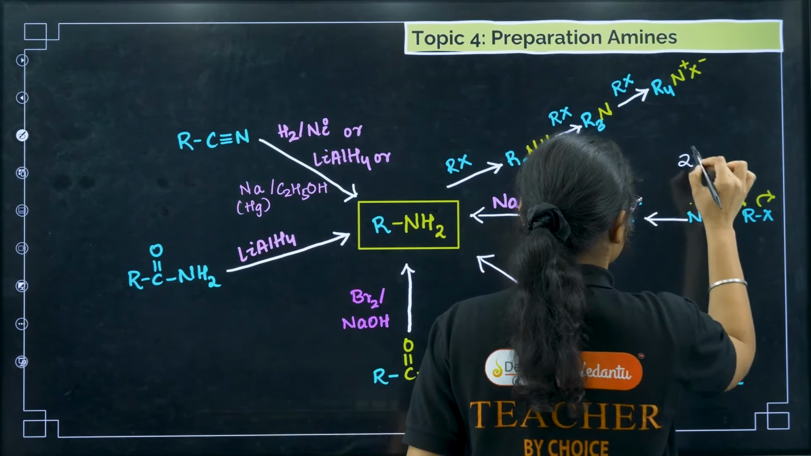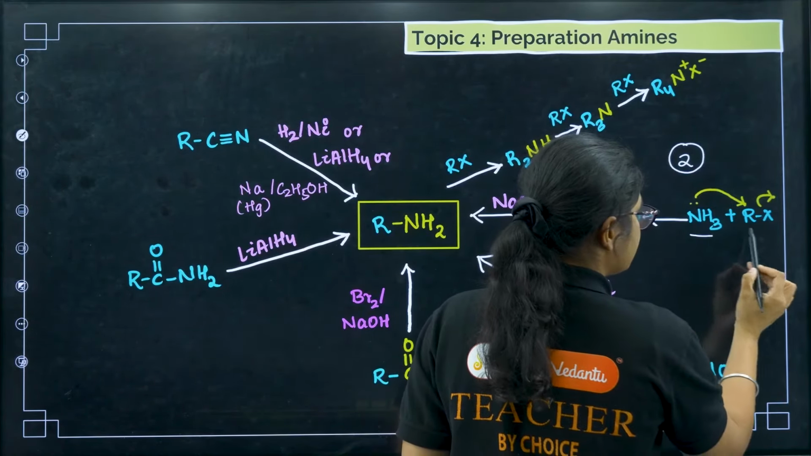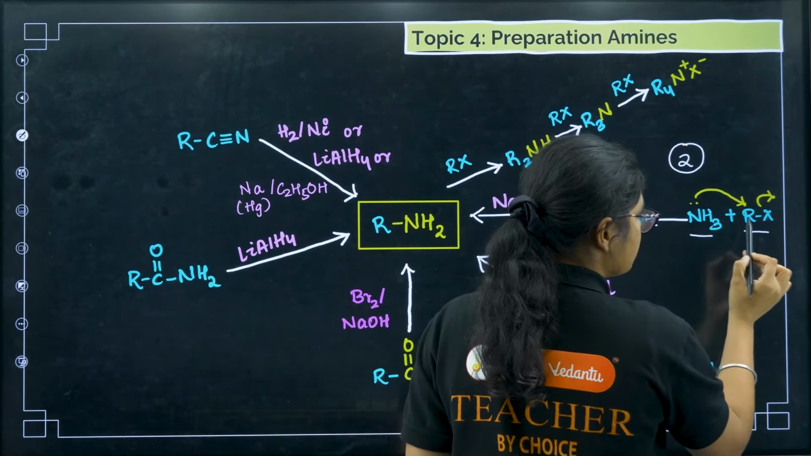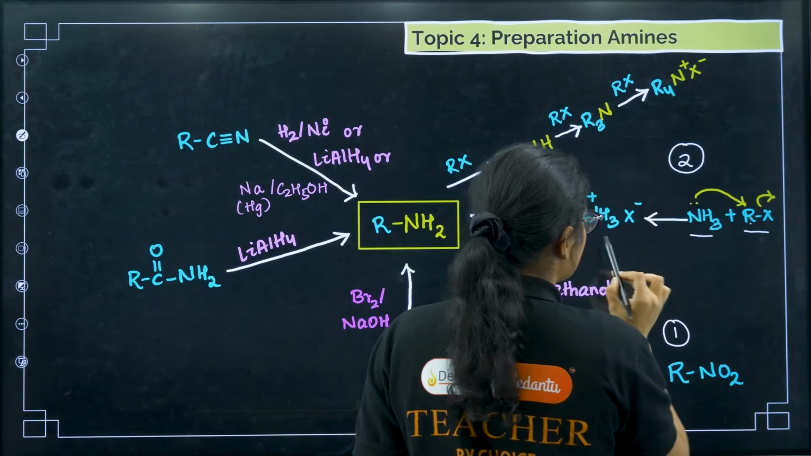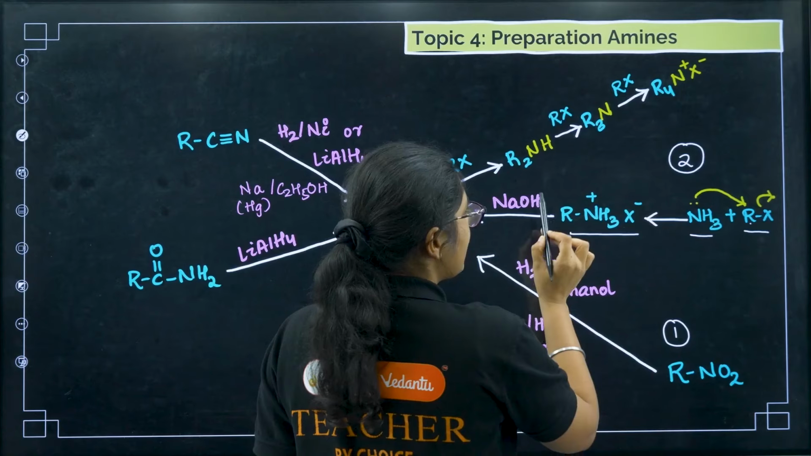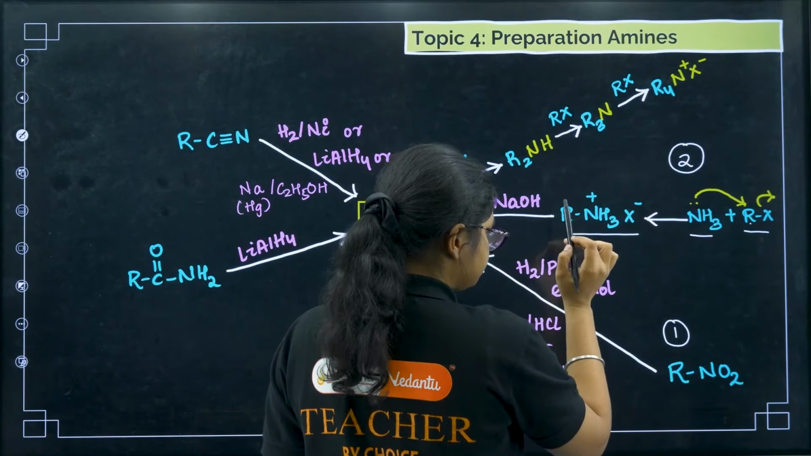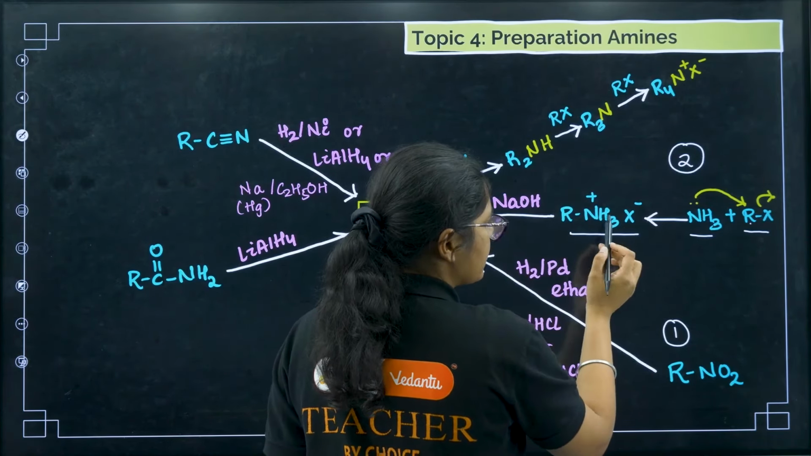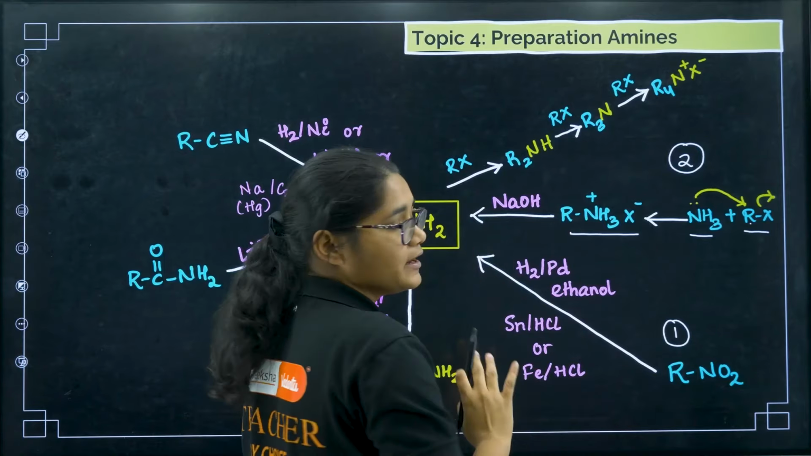Second, we have ammonolysis, right? So if you have NH3 and RX, this one is a nucleophile, this one is an electrophile, it will attack here and form a structure like this, and then in NaOH what will happen? This H will go out, okay, so you will get one primary amine, RNH2.